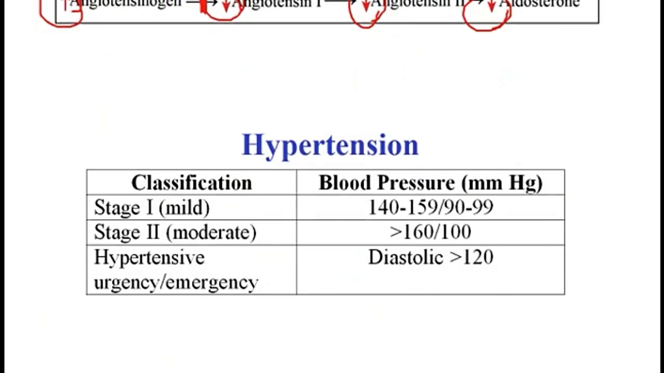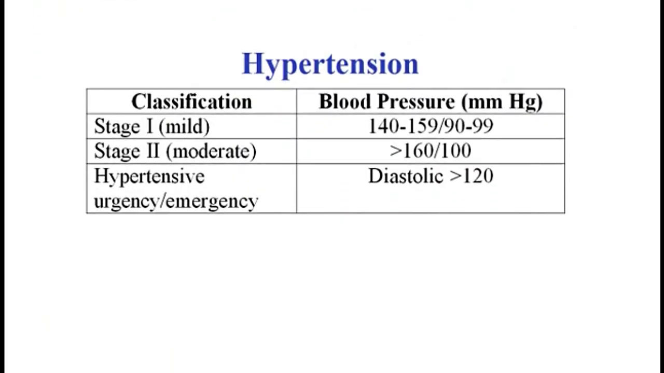Alright, now next I would like to go over the classification of hypertension. So if the blood pressure falls in between 140 to 159 systolic over 90 to 99 diastolic, then that would be stage 1 hypertension, which is a mild hypertension. Blood pressure of 160 systolic over 100 diastolic is considered as stage 2 or moderate hypertension.